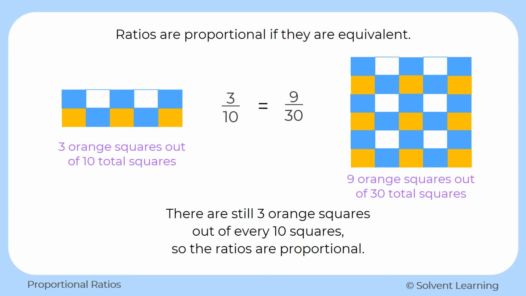So just remember that proportional ratios are equivalent. So when we represent them as fractions, they should show 2 fractions that are equal to each other.